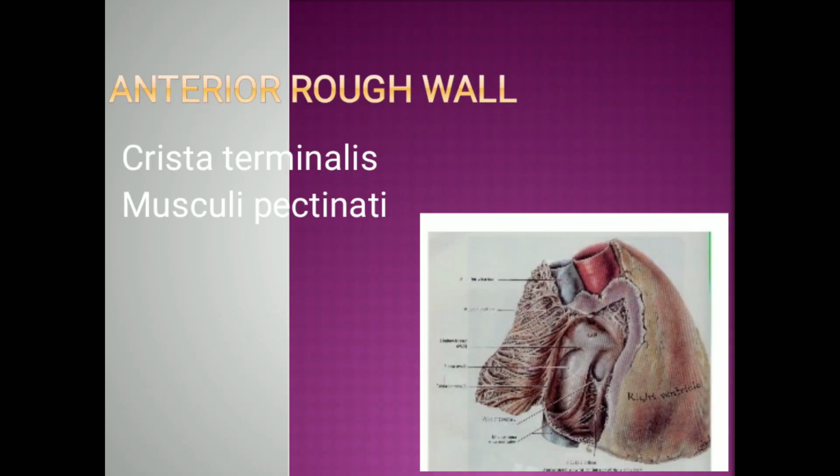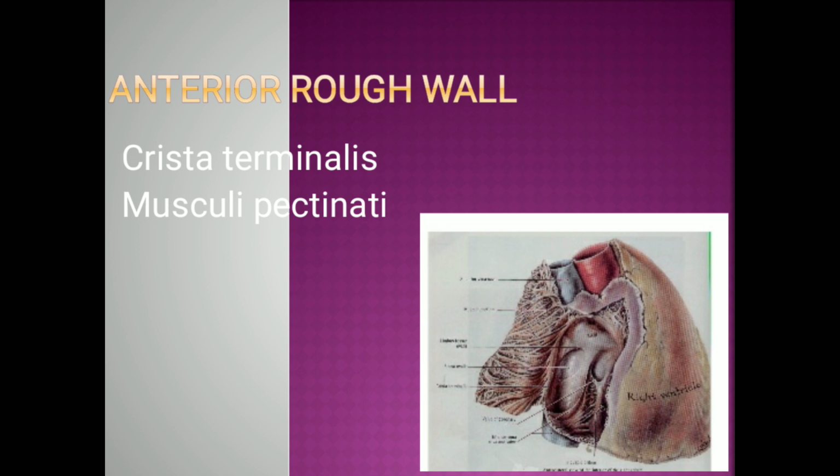What is this crista terminalis? The crista terminalis is a smooth muscular ridge which extends from the upper part of the interatrial septum. It passes in front of the superior vena cava to the right border of the heart and up to the orifice of the inferior vena cava. The crista terminalis separates the anterior rough wall from the posterior smooth wall. You can see the separation.